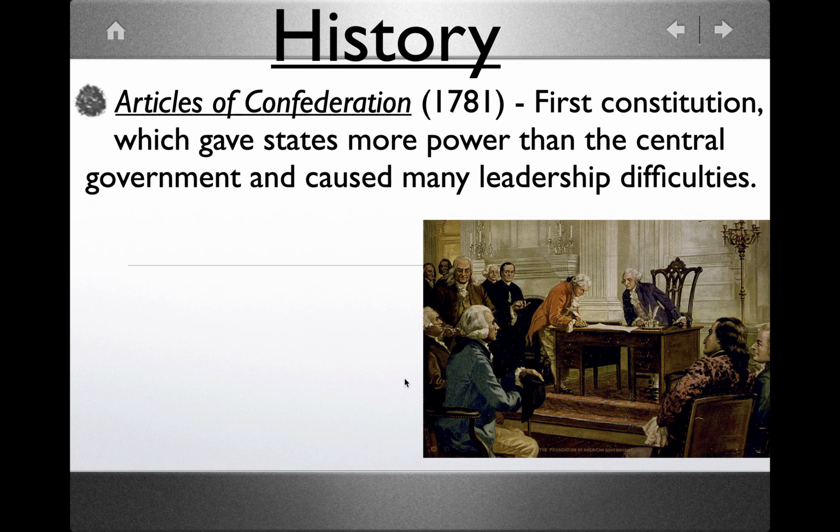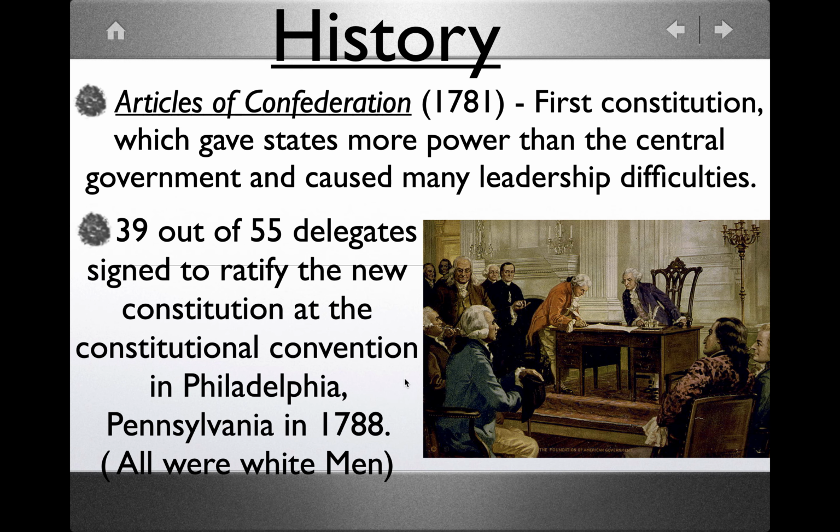So let's look at the original Constitution of the United States, which was called the Articles of Confederation. That was created in 1781. It gave states more power than the central government, and it caused a lot of leadership difficulties. We broke that down in another video and talked about that. Lots and lots of problems, everything from who was making money to how do you raise funds for an army. You had states with armies, and things weren't coordinated. It was very hard to fight the Revolutionary War under this.